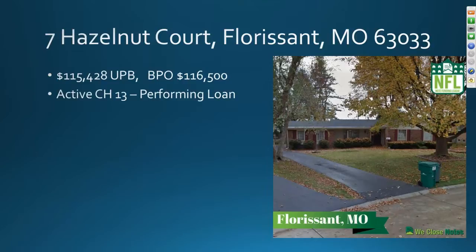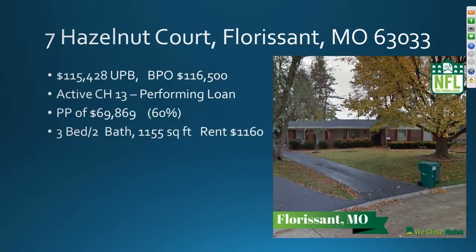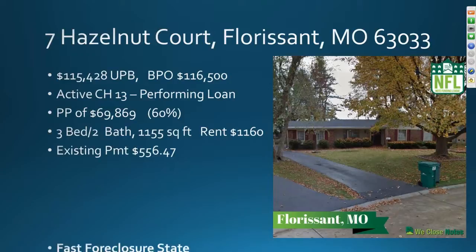Active Chapter 13. It is a performing loan. That's something to keep in mind. Performing loan on this deal. Purchase price is $69,869. So they're looking for 60% of the BPO. Now, if you did that on this 3-bedroom, 2-bath, 1,100 square foot, rent is $1,160 in the same market. Existing payment is $556.47 a month. It's kind of a low payment.